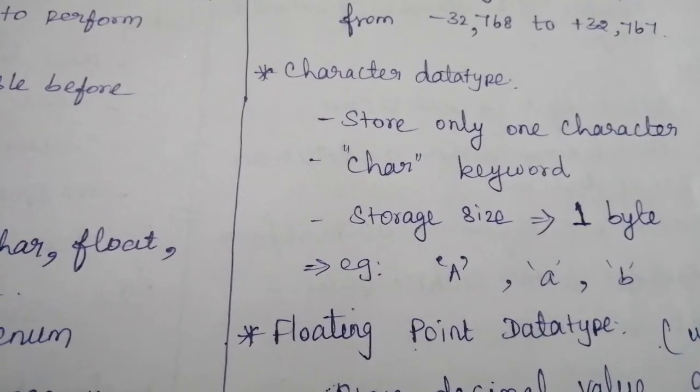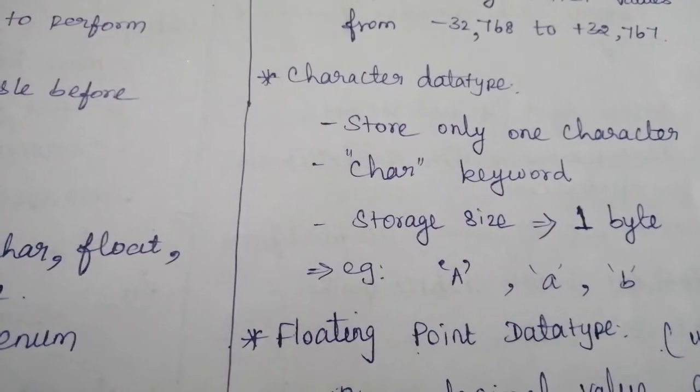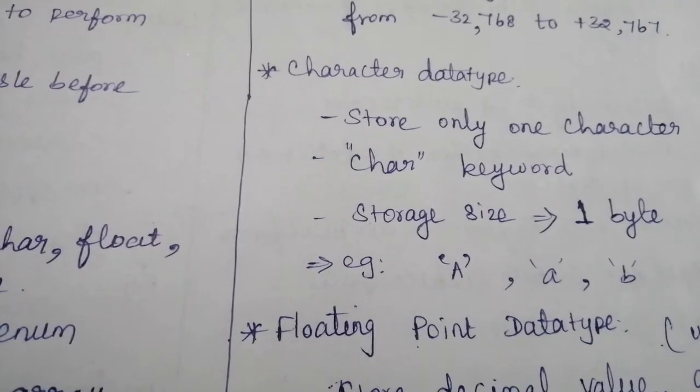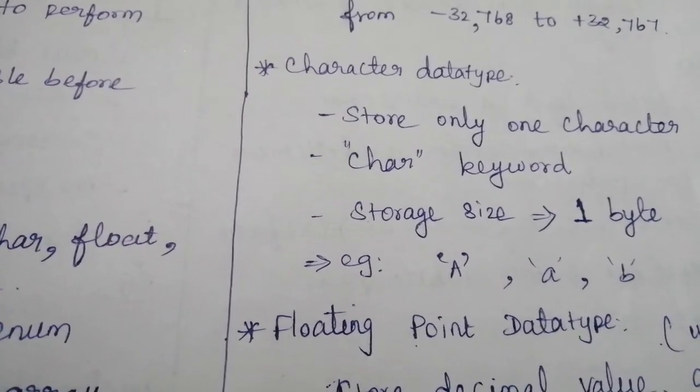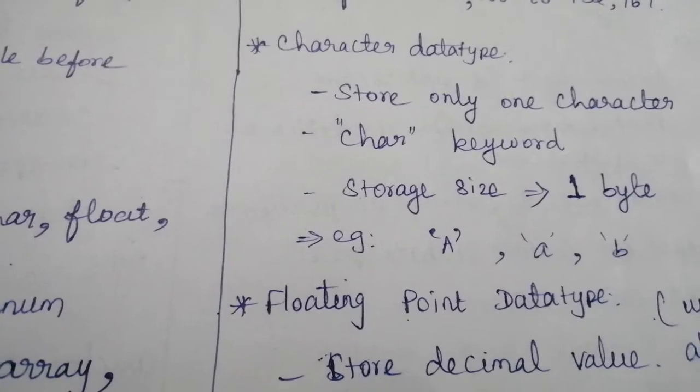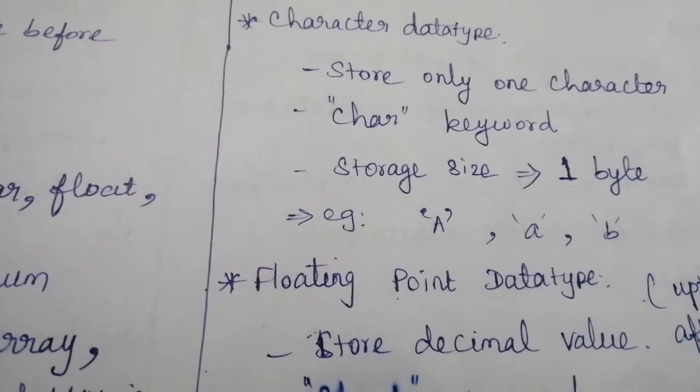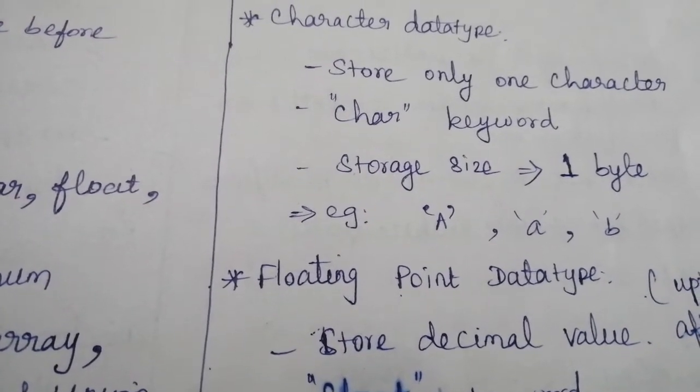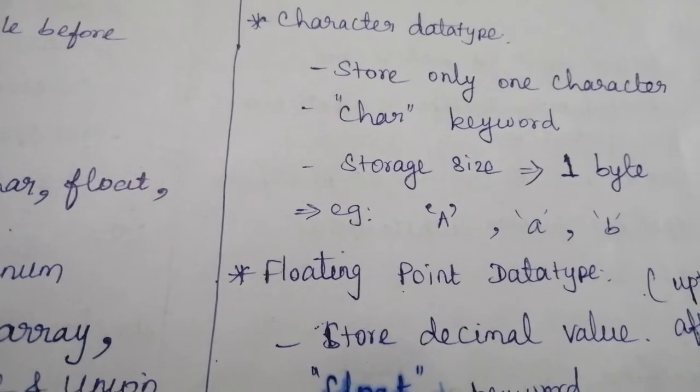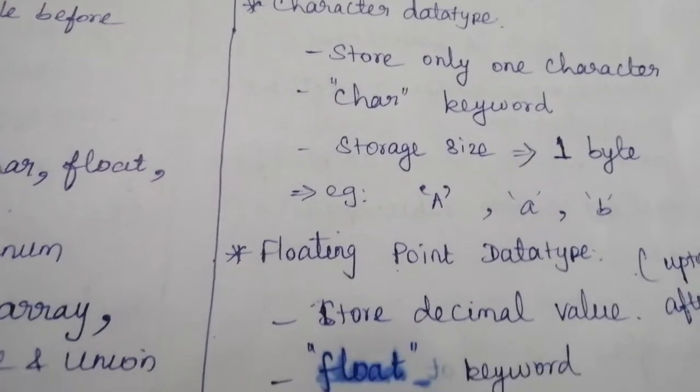This kind of data type allows a variable to store only one character. Here, char is a keyword which represents the character data type. The storage size of the character data type is 1 byte. Normally the character is enclosed within single quotes. So this is the character data type representation.